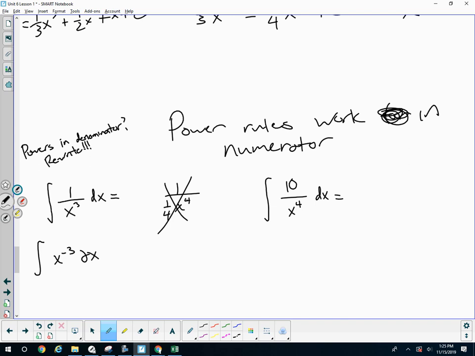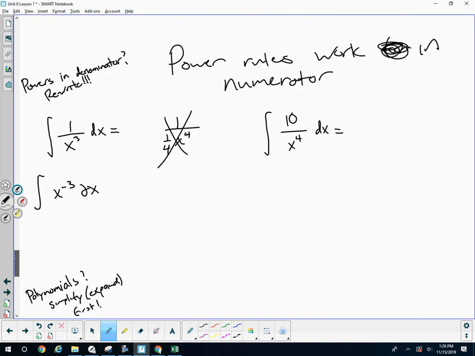Go ahead and do that. Same rule applies. It's just a power, just a number. Add 1, multiply by the reciprocal. That's it. Add 1, multiply by the reciprocal. Yep. Just be careful where you put the x to the power.